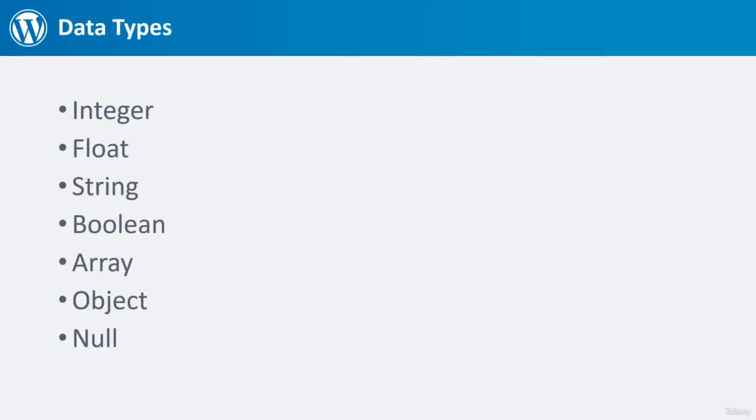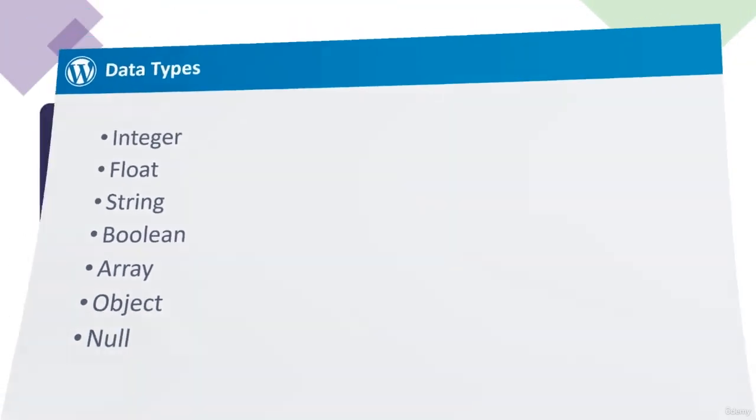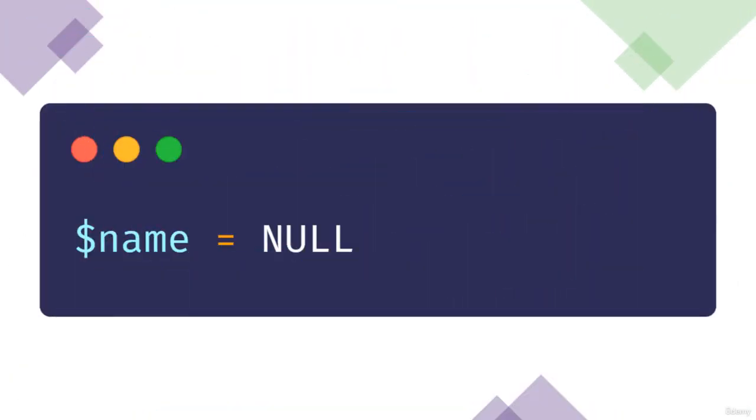In the previous lecture, we worked with numbers. PHP will assign the integer data type to numbers. If we're working with decimal values, the data type would be called float. The next two data types are strings and booleans. We'll be discussing these two data types in a moment. Afterward, we have arrays and objects. These data types will have lectures of their own. The last data type is called null. A variable is null if it doesn't have a value.